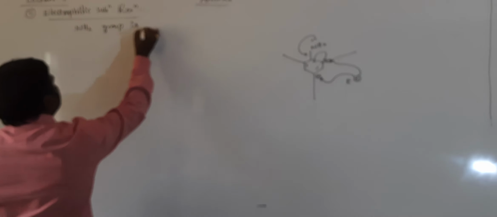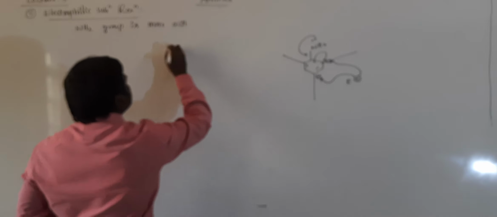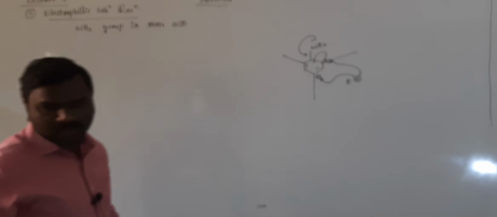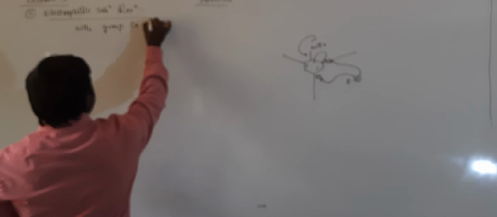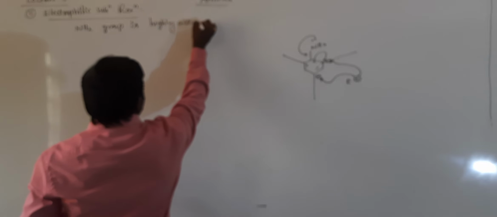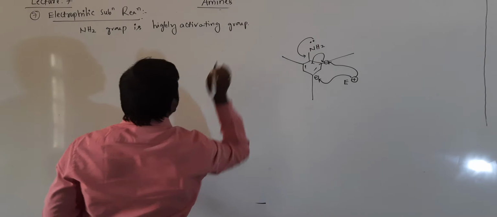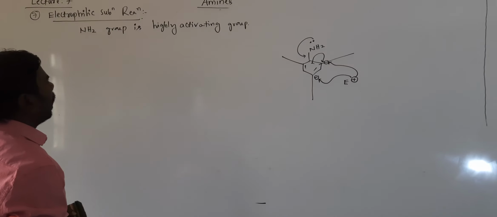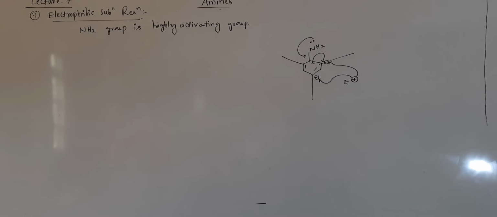Now the points are: NH2 group is more highly activating group. NH2 group is highly activating group. It is highly ring activating group. It activates the benzene ring.